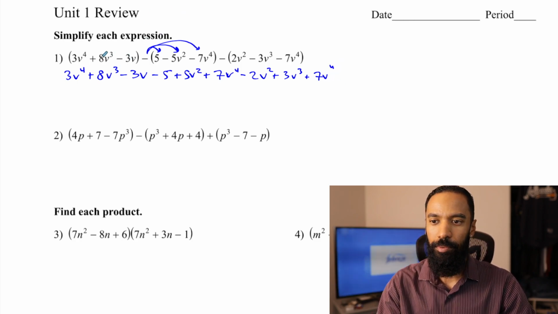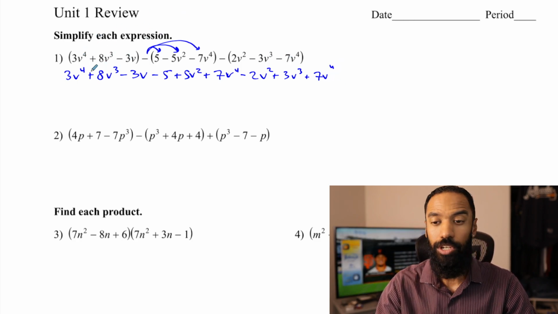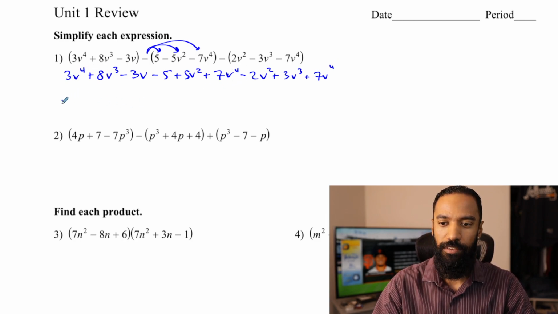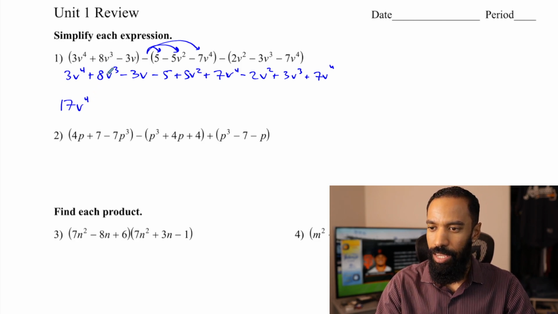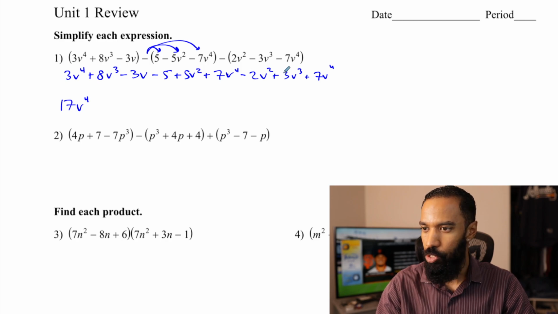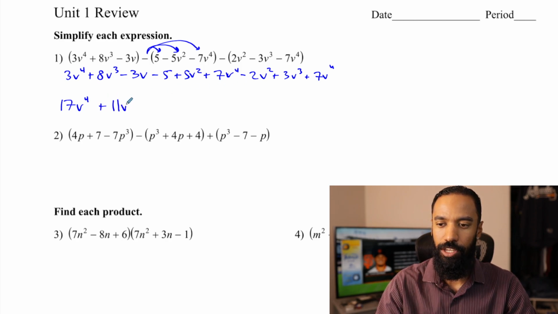All right, we'll start with my v to the 4th, so it looks like that's our highest degree. We've got 3v to the 4th plus 7v to the 4th is 10v to the 4th, plus 7v to the 4th is 17v to the 4th power. And then the cubes, 8v cubed plus 3v cubed. I think that's it. So we get 11v cubed there.